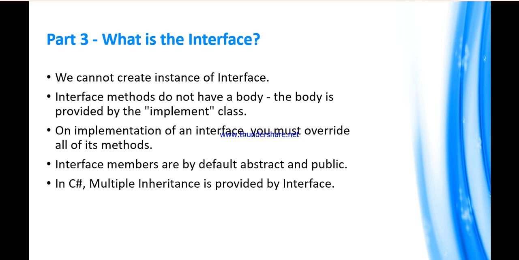Next, interface members, or we can say methods, are by default abstract and public. When you are declaring the methods in the interface, by default they are abstract. Abstract means we are not declaring the body here. These methods are also public. Public means they are ready to use everywhere in your application. So they are public by default as well.